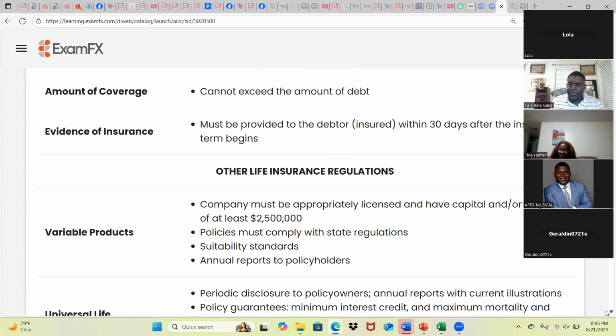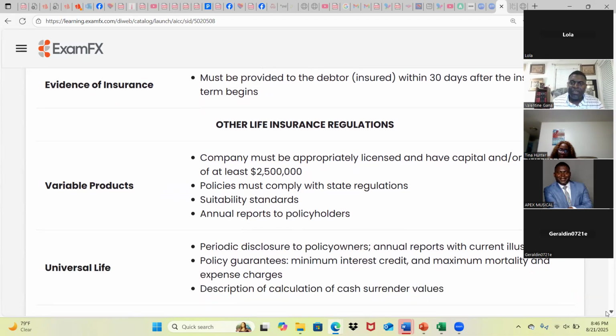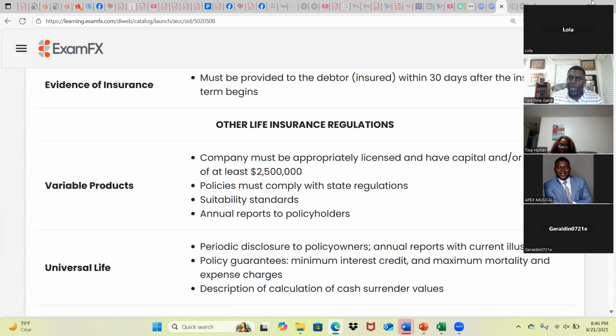So, other life insurance regulations. Variable products. Company must be appropriately licensed and have capital and surplus of at least $2.5 million. So they must have capital or surplus of at least $2.5 million to be able to issue variable insurance.